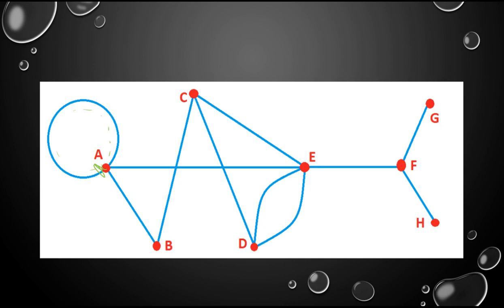Each of these red dots are called vertices. The blue lines are called edges. So the dots are vertices, the lines are edges. This right here from D to E and E to D, those are parallel edges. That means that there's 2 different routes going from D to E. You can either take route A or you can take route B as your choice.